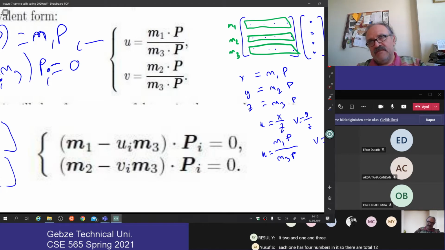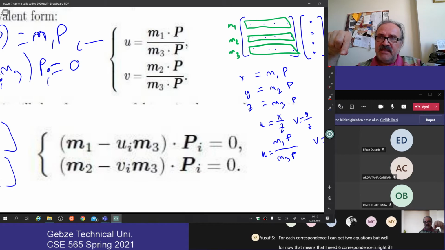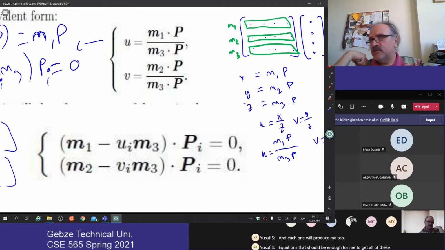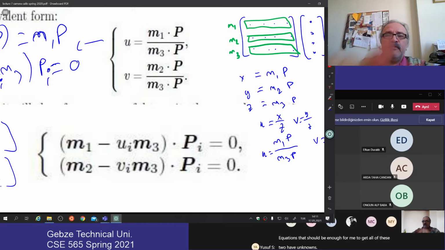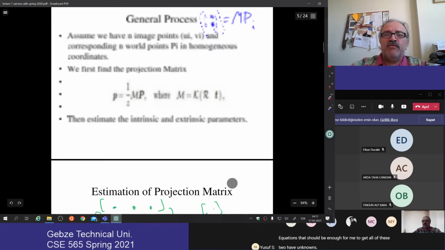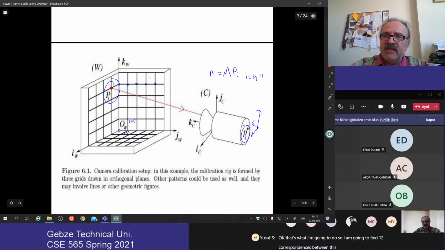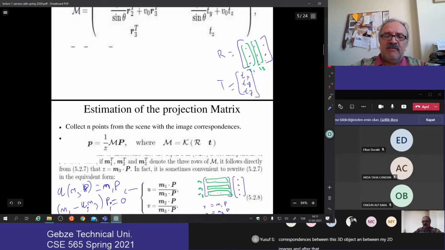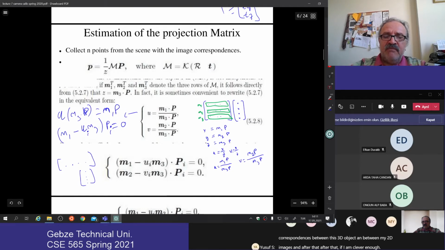But I have two equations for each correspondence, and 12 unknowns. That means that I need 6 correspondences, right? If I have 6 correspondences, and each one will produce 2 equations, that should be enough to get all of these 12 unknowns. So I am going to find 6 correspondences between this 3D object and my 2D images. And after that, if I am clever enough, I can write one big matrix and solve it.